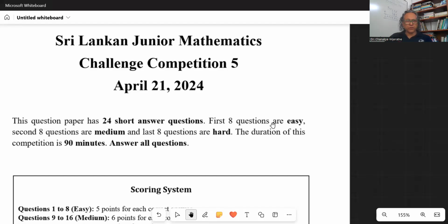Right, so you see the top page of SLJMCC 5. This was held on April 21st, 2024, right? So all the SLJMCC 0.5 and SLMICC 18 and 13, they have 24 short answer questions, and the scoring system is the same.